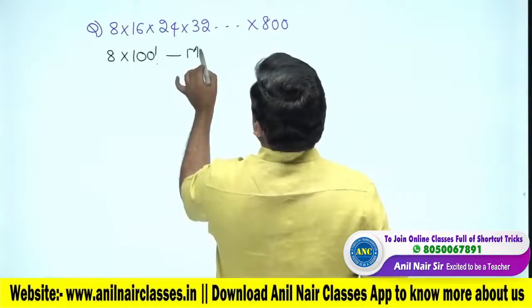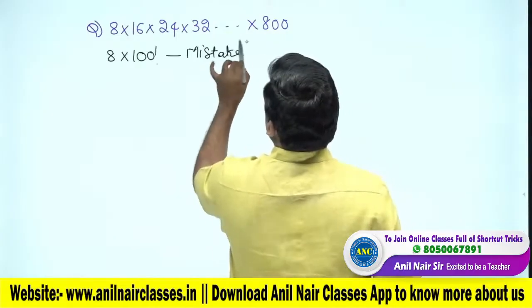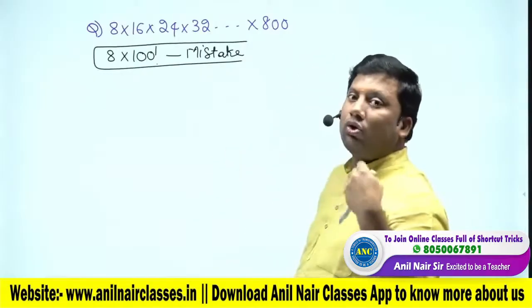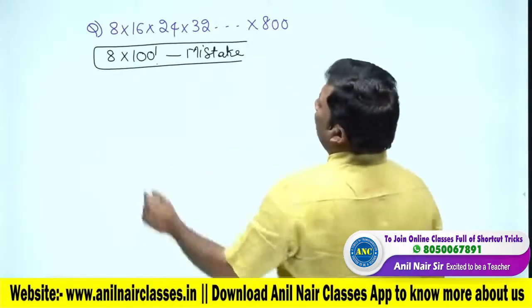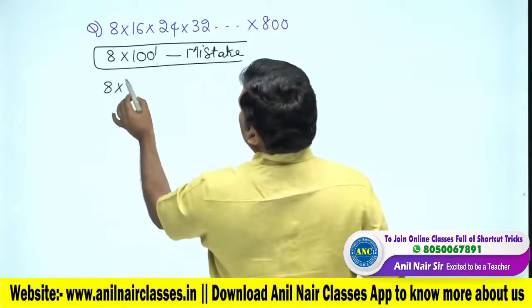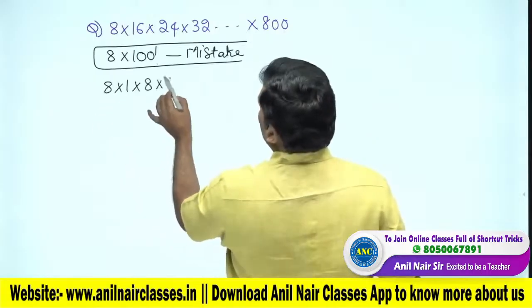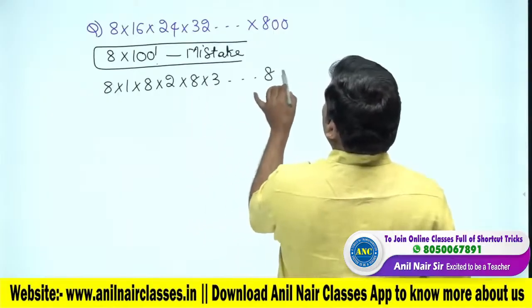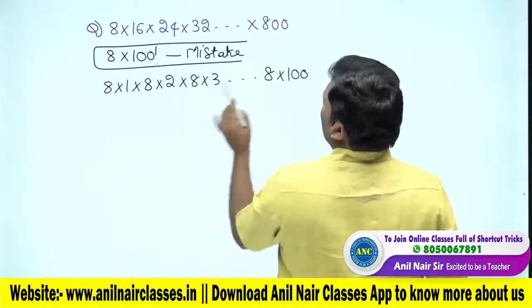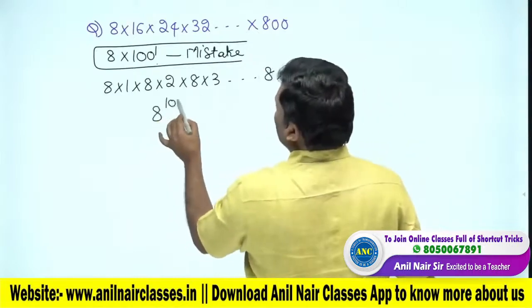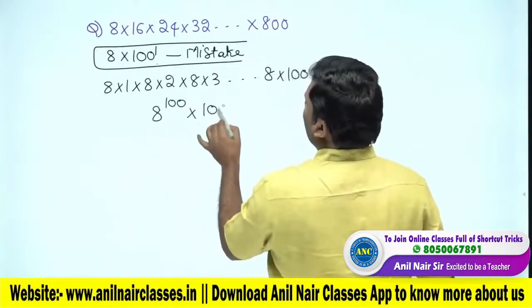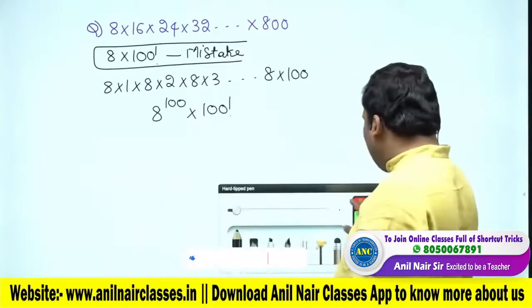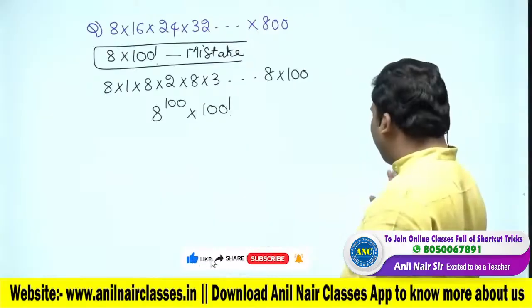It is multiplication. This is a mistake. 8 into 1, 8 into 2, 8 into 3, 8 into 4. So this can be written as 8 into 1, 8 into 2, 24 is 8 into 3 and so on up to 8 into 100. 8 is multiplied 100 times. 8 power 100 into 1 into 2 into 3 till 100. 100 factorial. 8 power 100 into 100 factorial.